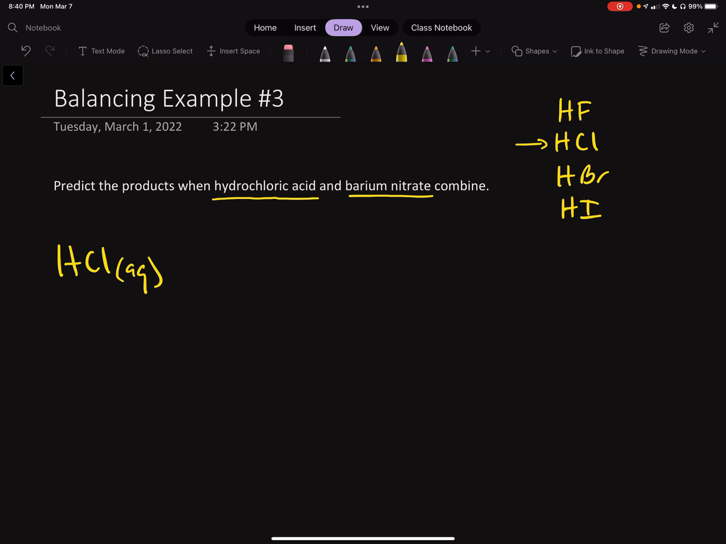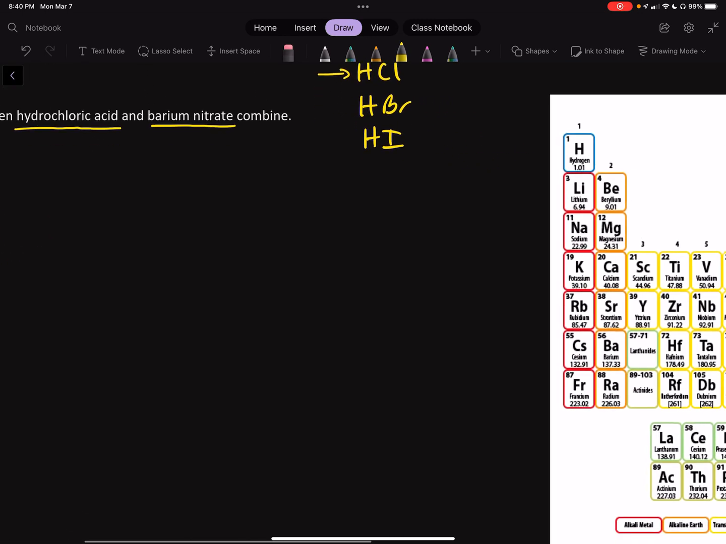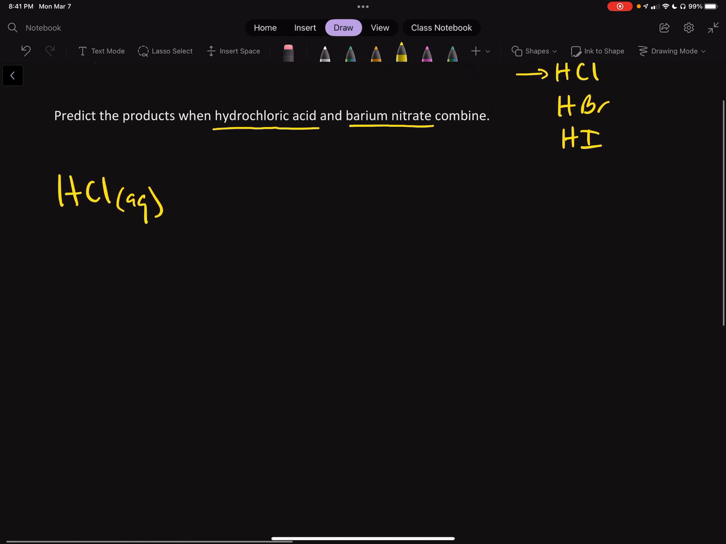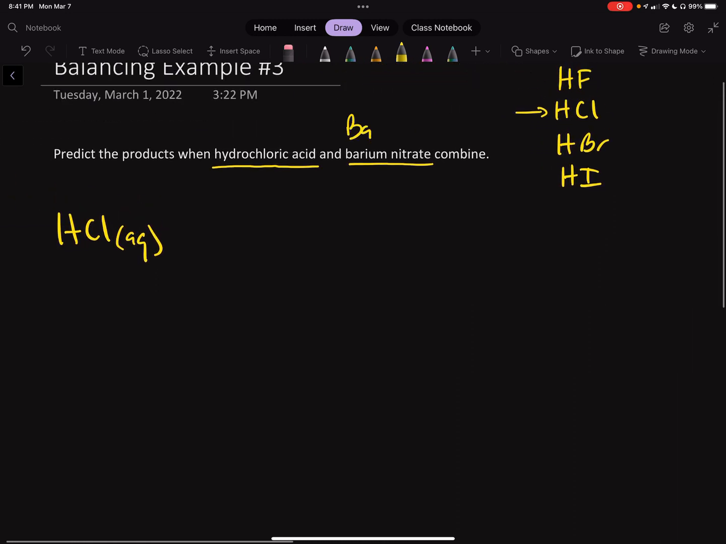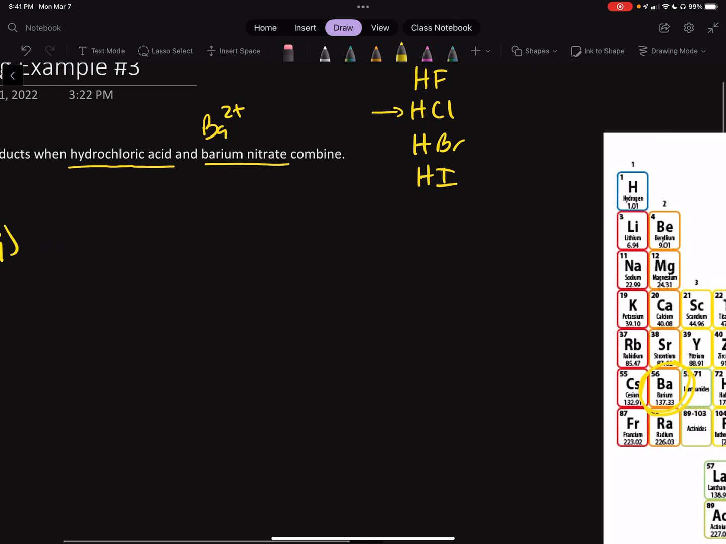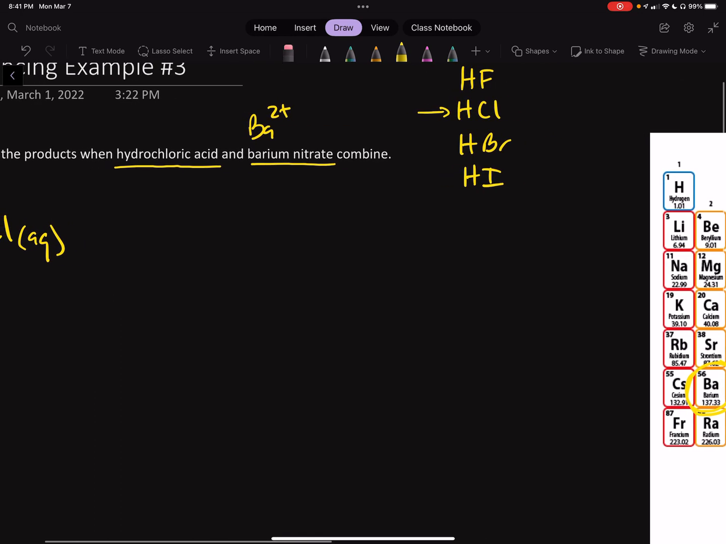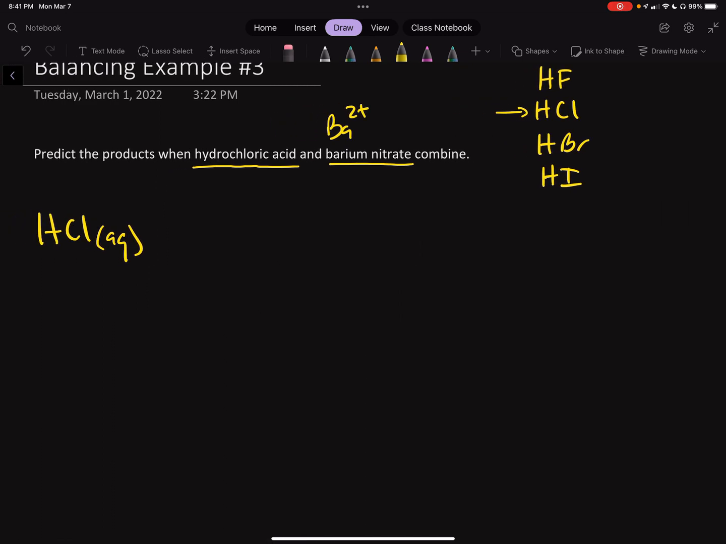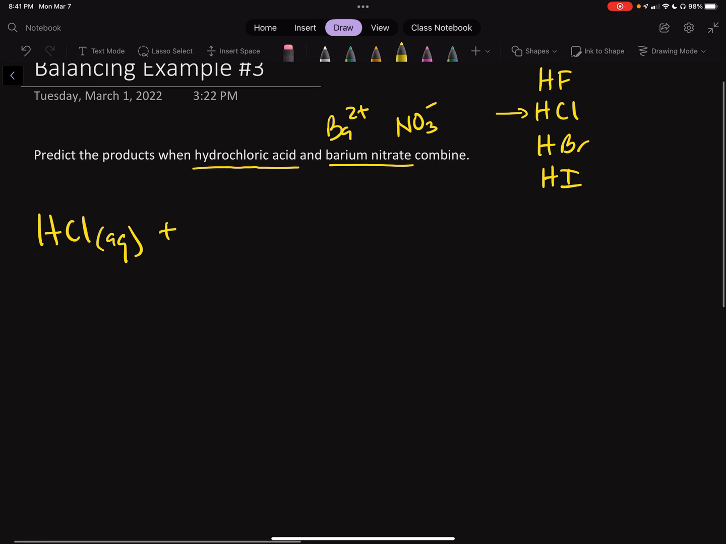Next up, barium nitrate. So barium, let's look at our periodic table. Barium is right here, element number 56. And since it's in the second column of the periodic table and it's a metal, it's going to be positively charged with a positive 2 charge because it has 2 valence electrons and it would like to lose both of those valence electrons to achieve a complete outer shell. So it's 2 plus. And then nitrate, that is a polyatomic ion that you should strive to memorize. And its formula is NO3 with a 1 minus.